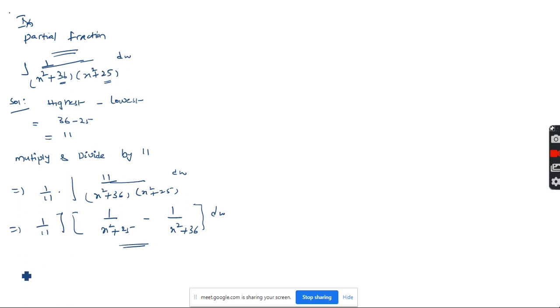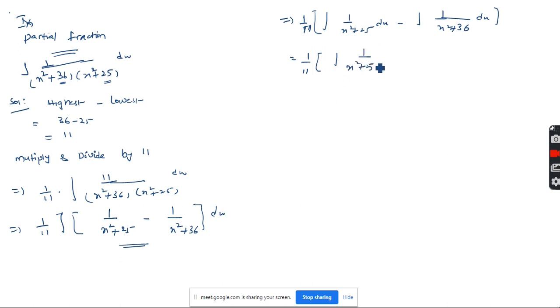Here two terms are involved. The first term is 1/11 into integral of 1/(x² + 25) dx minus integral of 1/(x² + 36) dx. 25 can be written in terms of a square, that is x² + 5² dx, and 36 can be written as x² + 6² dx.